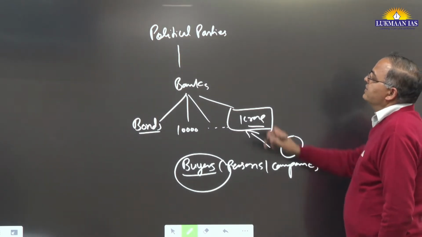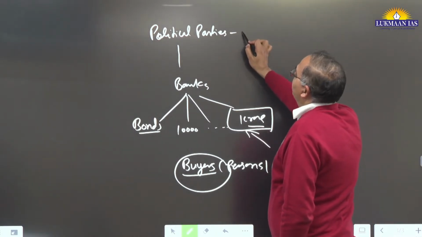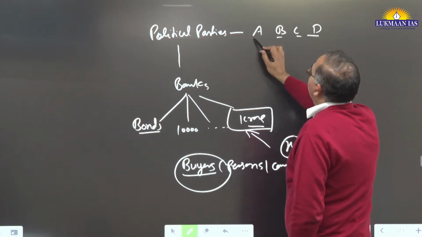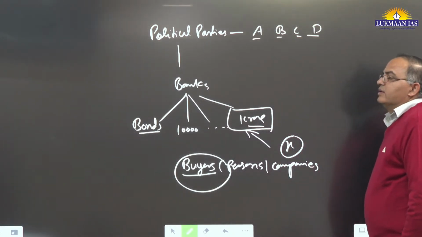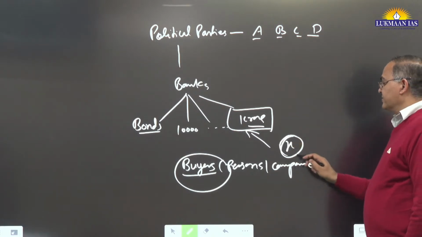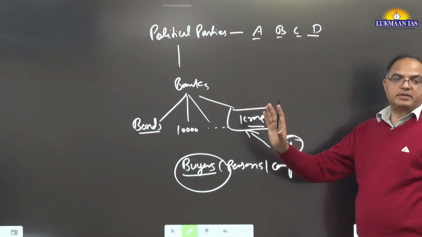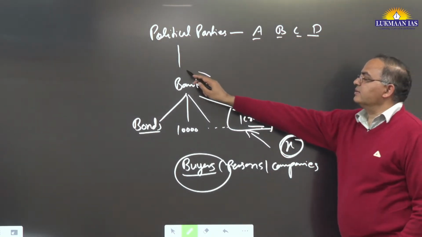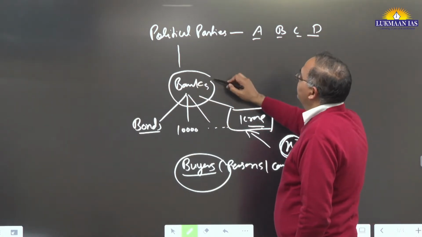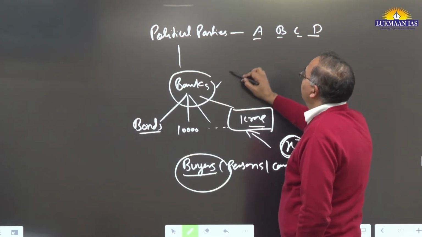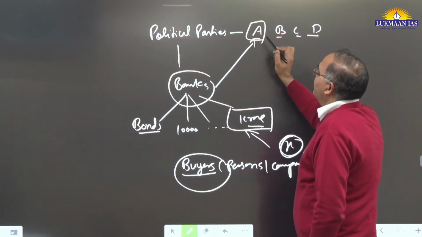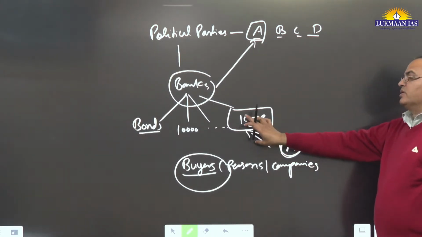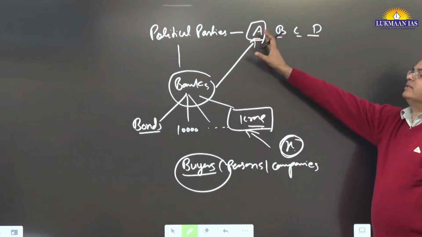Mr. X wants to give funds to, let's say, a particular political party. So he can buy it, and the bank will deposit it. Suppose he wants to buy it for this political party A. So he buys this 1 crore bond, and the bank will deposit it in party A.